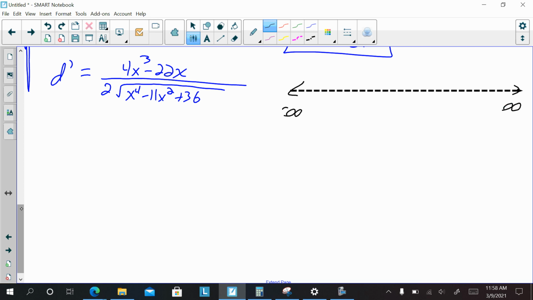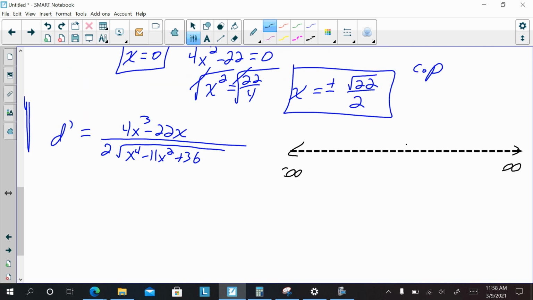Now we have critical points of 0. We have plus the square root of 22 over 2, so that's over here. Or I said the square root of 2 over 11. The square root of 22 over 2, thinking ahead of myself. And negative the square root of 22 over 2.